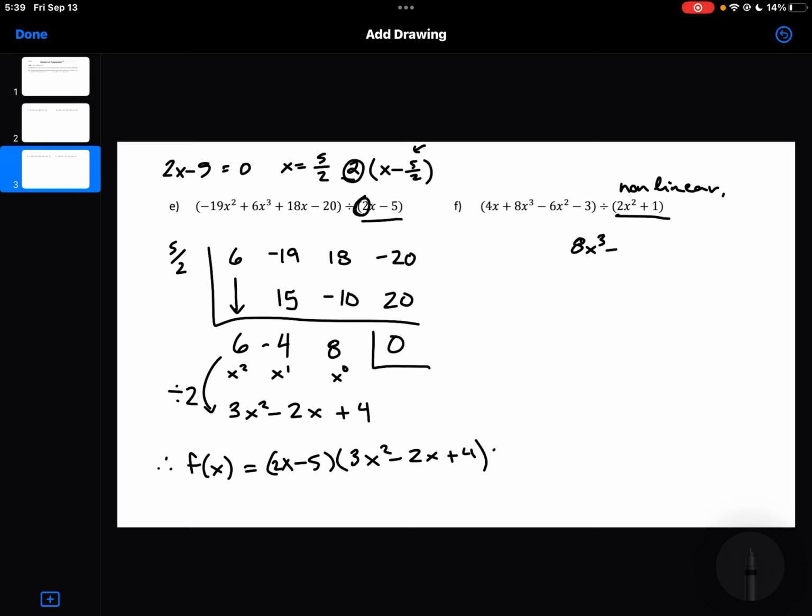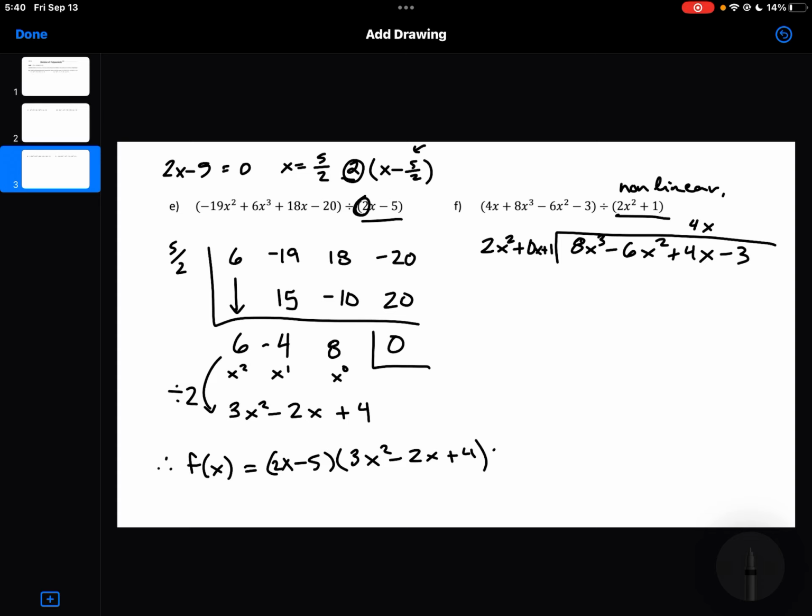So we'll set up our examples. We've got 6x squared plus 4x minus 3. And we've got 2x squared plus 0x plus 1. So the shortcut does not work if you are dividing by a non-linear factor. So 8x cubed divided by 2x squared is 4x.